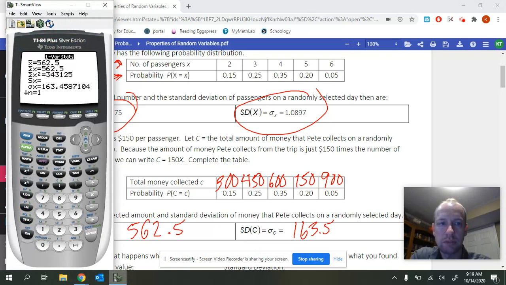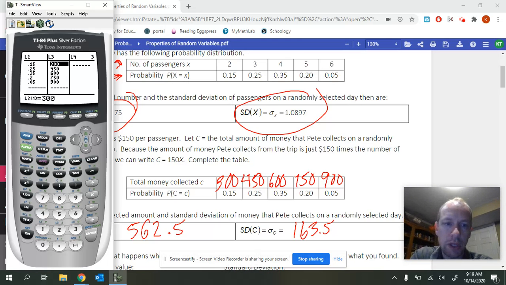As a little bit of a shortcut for this, we can go back and use the graphing calculator to help us as well. So if I go to stat edit, I can go over to list 3, and at the top I can say 150 times list 1. And then that'll get it quickly. But obviously you can just do that really quick.